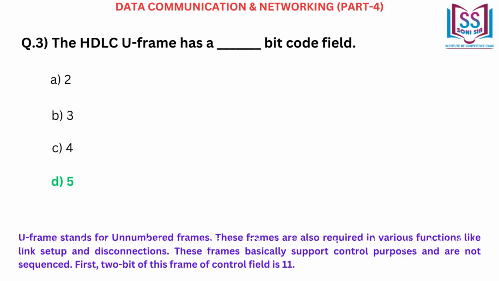The HDLC U frame has a ___ bit code field: A. 2, B. 3, C. 4, D. 5. Correct answer D. 5. U frame stands for unnumbered frames. These frames are also required in various functions like link setup and disconnections. These frames basically support control purposes and are not sequenced. The first 2 bits of the control field of this frame are 1, 1.